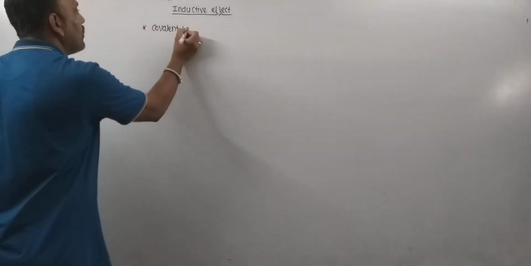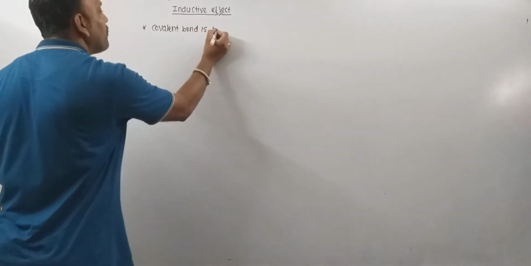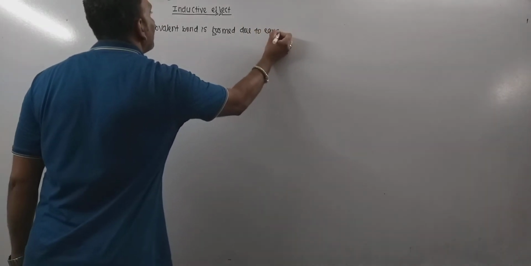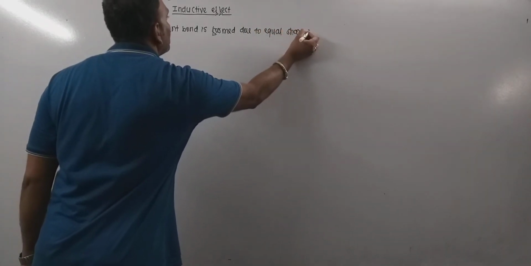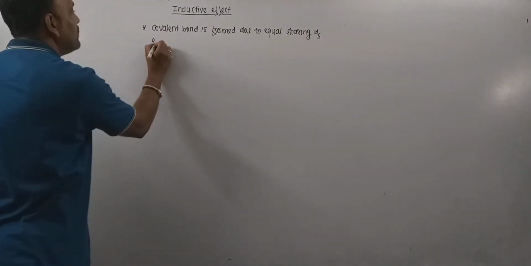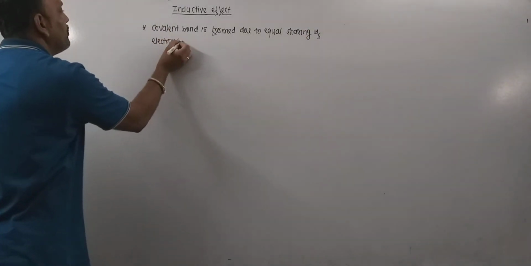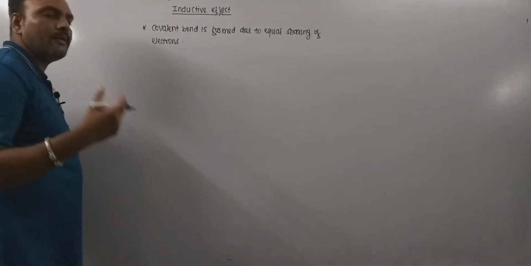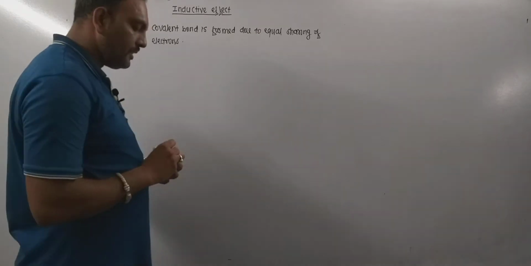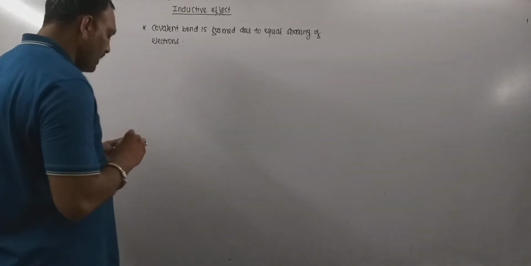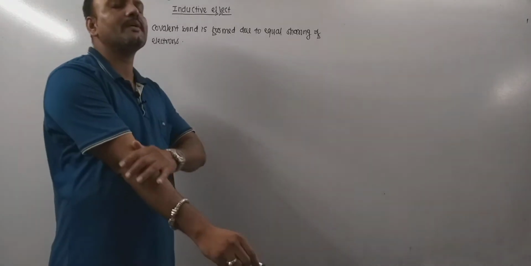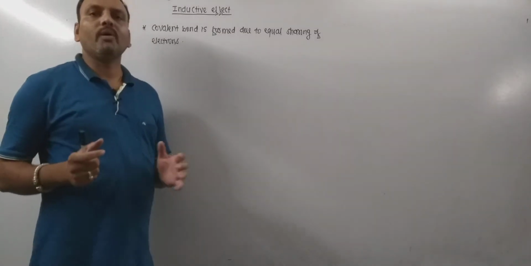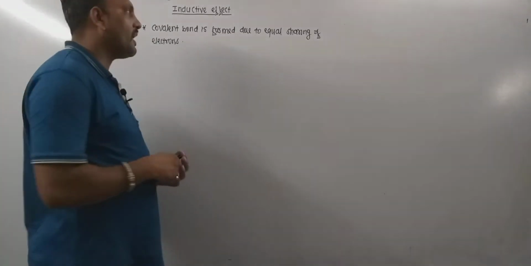So, a covalent bond is formed due to equal sharing of electrons between combining atoms. Remember, if electrons are shared between two like atoms, then the bond is said to be non-polar, and that species, that molecule, is said to be a non-polar molecule. So in short, one can say that non-polar molecules are formed due to combination of two like atoms.